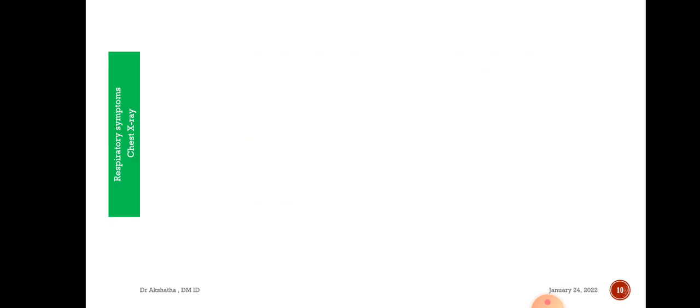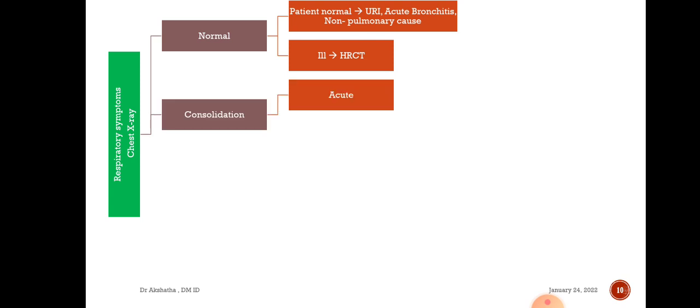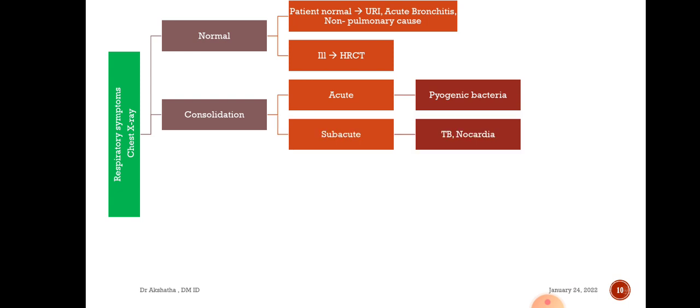So this is a flow chart which I have tried to make based on the respiratory symptom and chest X-ray. If the chest X-ray is normal and the patient is well, it could be a non-pulmonary cause or upper respiratory tract infection, acute bronchitis. If the patient is ill, the patient should undergo HRCT. If the chest X-ray shows features of consolidation and it is an acute picture, you can think of pyogenic bacteria. If it is subacute, you should look for TB and Nocardia.